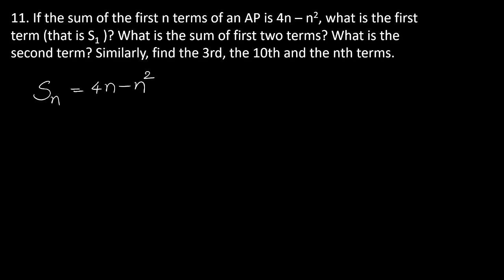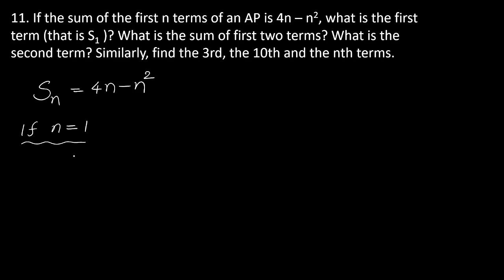What is the first term? We have the formula given to us. The question is, what is the first term? If n equal to 1, it means the progression contains only one term. I am substituting n equal to 1 on both sides. N equal to 1 means that the progression contains only a single term.